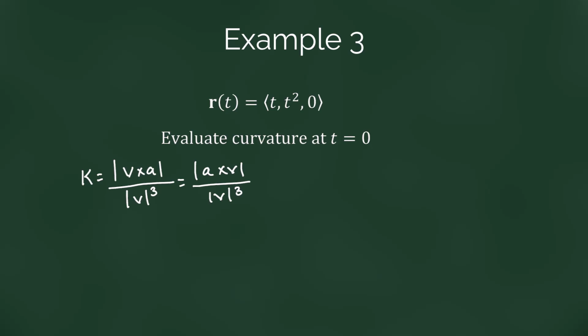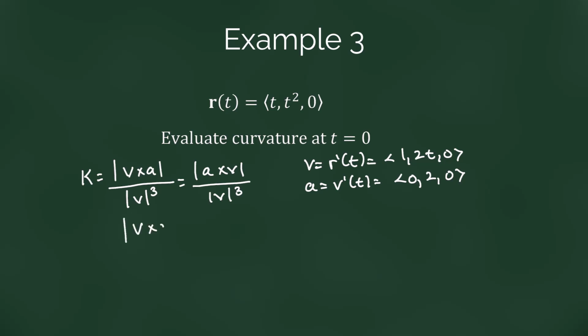V is going to be r prime of t, which in this case is going to be 1, 2t, 0. And then a is, of course, v prime of t, which is going to be 0, 2, 0. So if we look at the magnitude of a cross v or v cross a, either one works, we're going to get, for now, we'll just do the vector. So I'm going to do v cross a. And again, if I do it the opposite way, it doesn't matter in this case because we're talking about magnitudes, not the vectors themselves. So v cross a, I have 1, 2t, 0, and 0, 2, 0. And that's going to give me the vector.